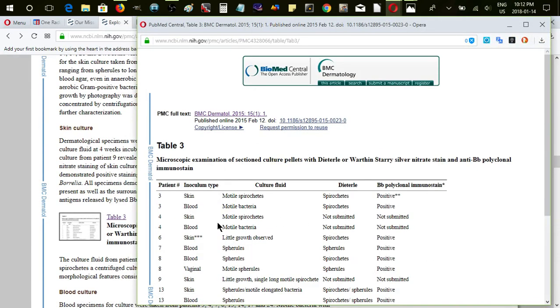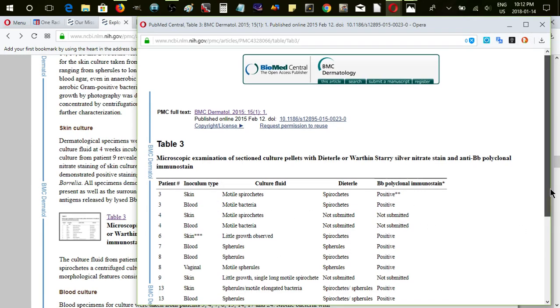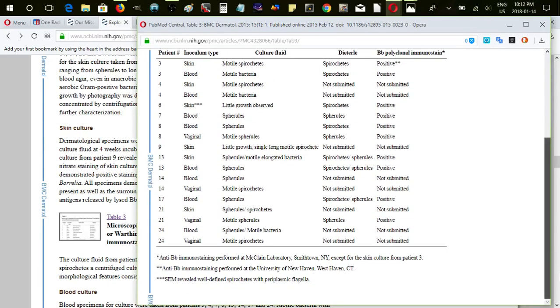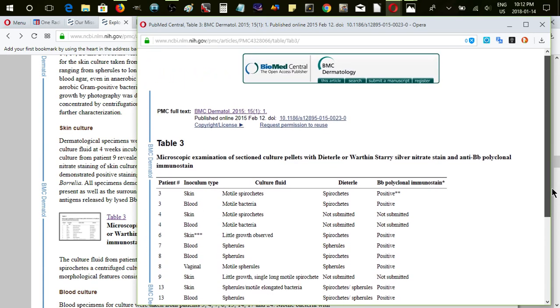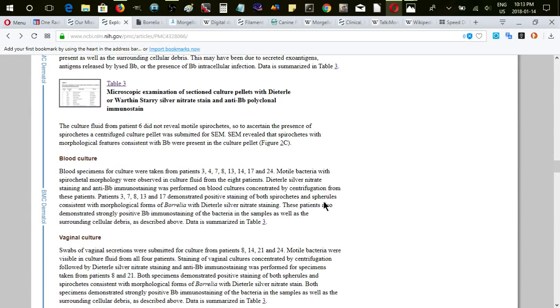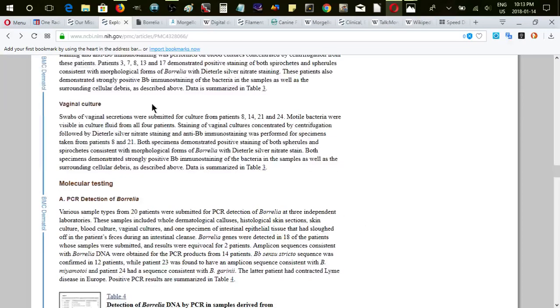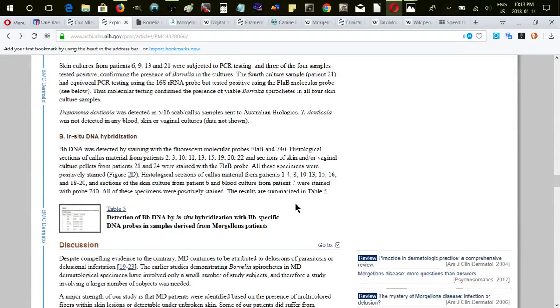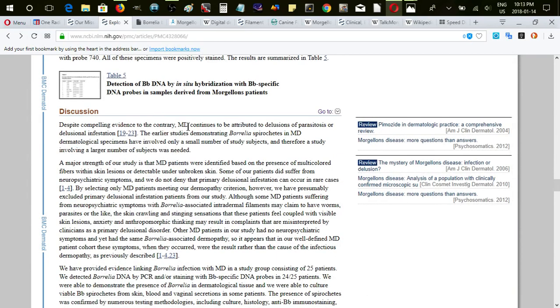So skin cultures. Again, it's scary that this wasn't found earlier. But it's an international study. They've found their patients based on having the PCR. Here's the different ways that they've found, despite compelling evidence to the contrary, Morgellons disease continues to be attributed to delusions of parasitosis or delusional infestation. So now we shall explore further.